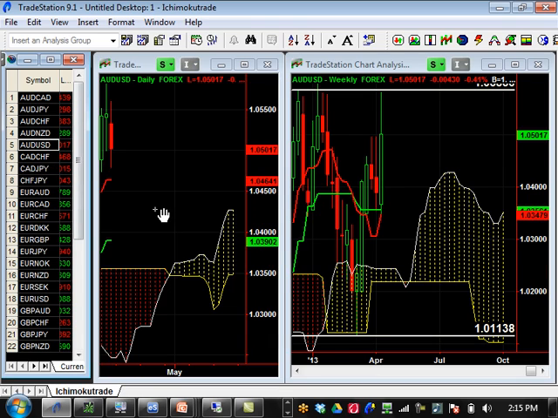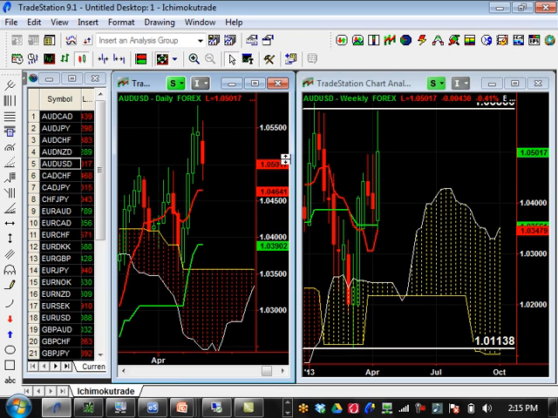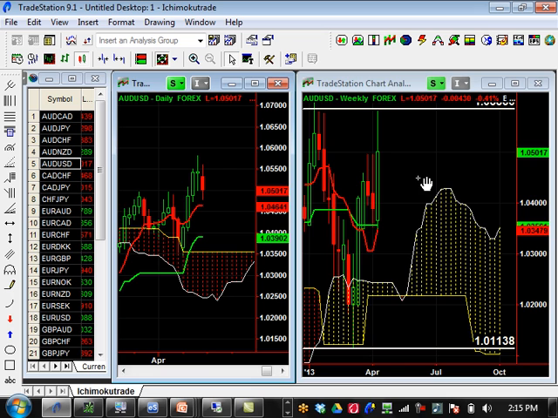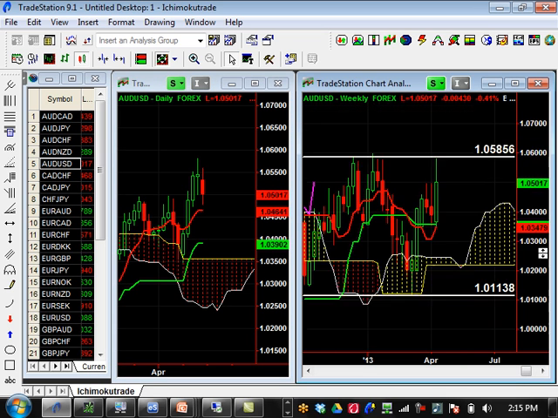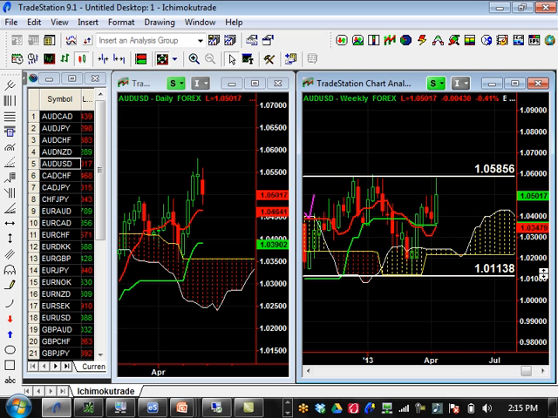Australian USD. If you look at Australian USD, it looks like it's trying to start a trend on the daily time frame, but if you notice on the weekly time frame, this tells you it is consolidating between a range of 113 and 585. And if it could break this 585, then you're going to start a trend.